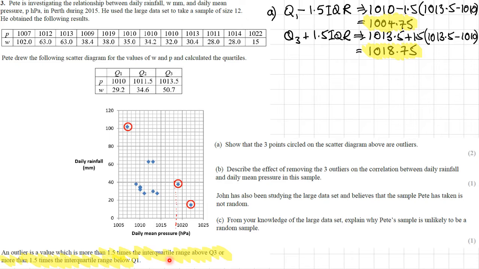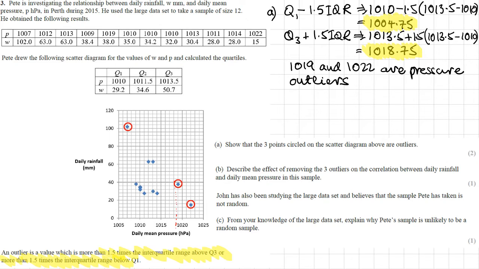And those two values are 1019 and 1022. So I can write down that 1019 and 1022 are pressure outliers. They just need to be outliers for one or the other, or both, to be outliers.